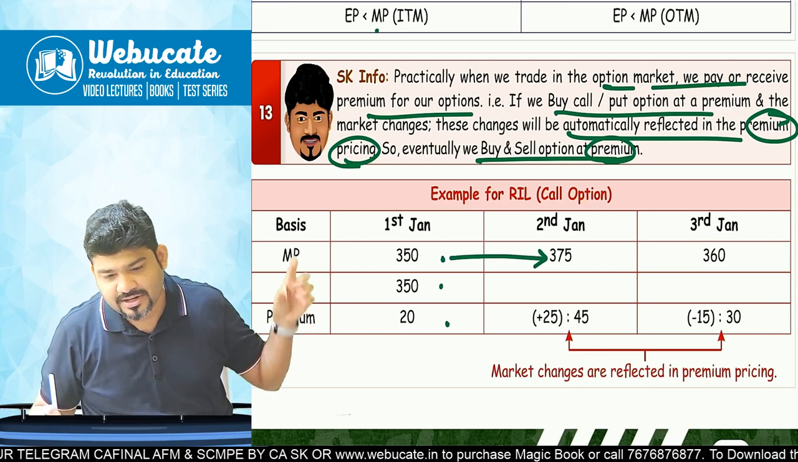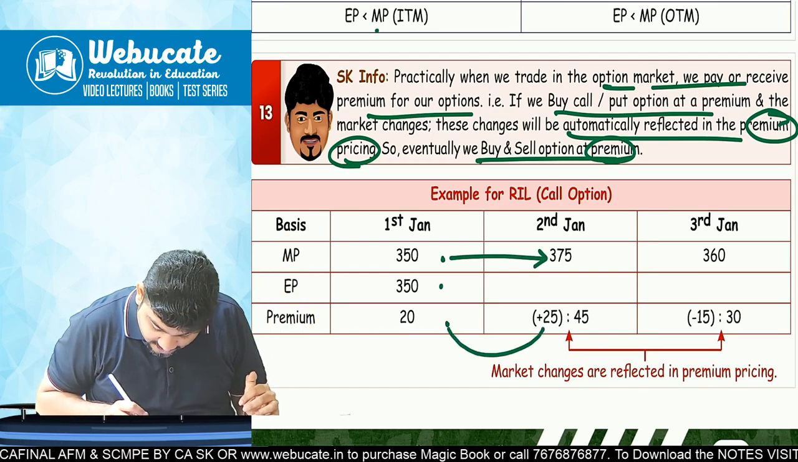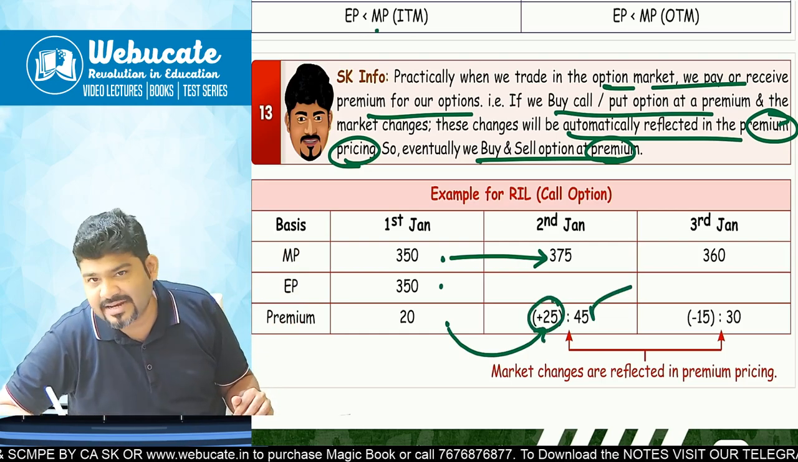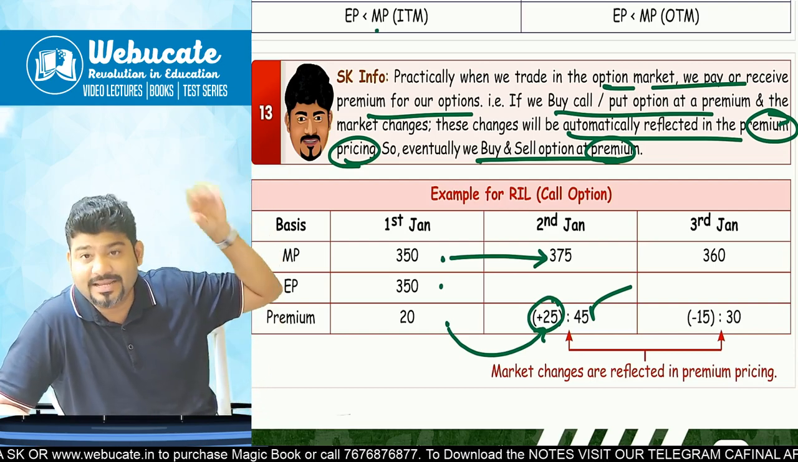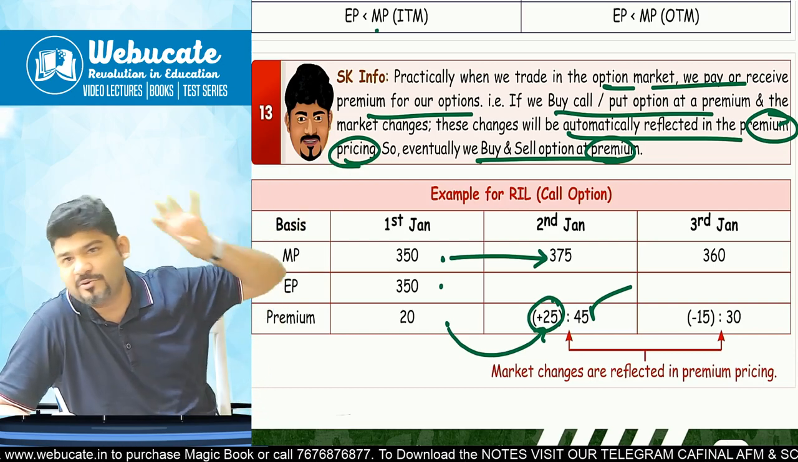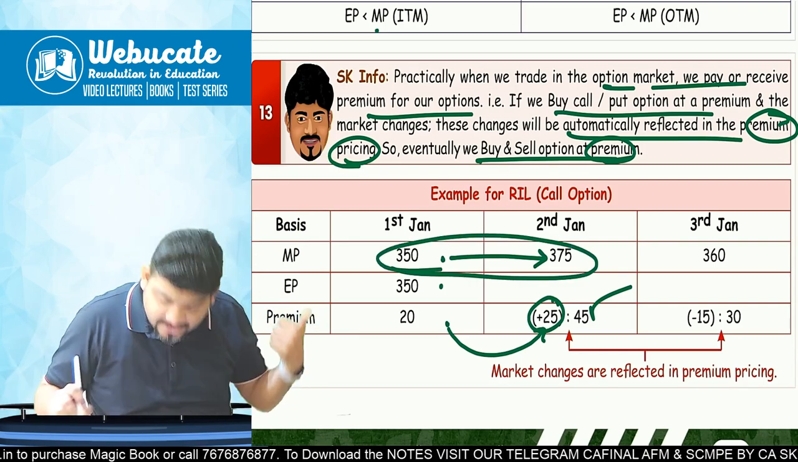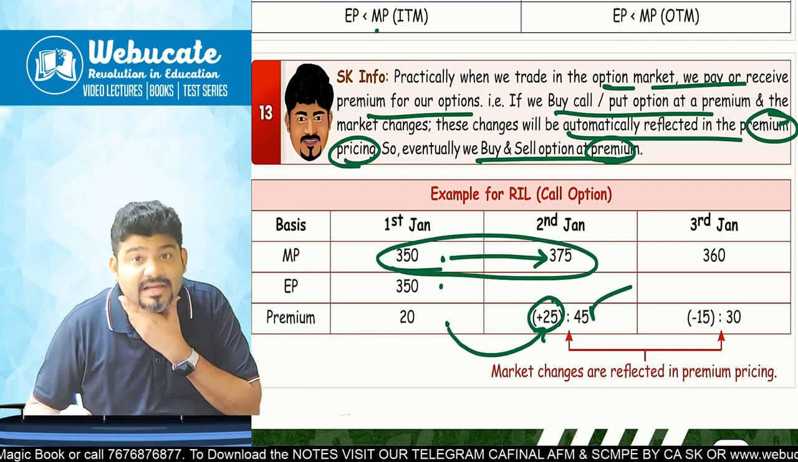So can I say 25 rupees increase in the market price? Automatically your premium will increase by 25 and the premium will be reflected at 45. Now you have earned 25 rupees, sell that premium. Sell that premium, so you will get 45. You had paid 20, 25 rupees is your profit, which also happened on account of change in this market price, and vice versa. It can also go down.